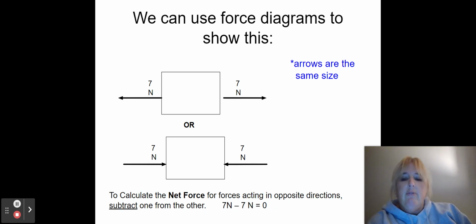So to calculate the net force for forces acting in opposite directions, you will subtract. That's the word you're going to put in the blank there. You will subtract the two forces. So 7 minus 7 gives you 0.